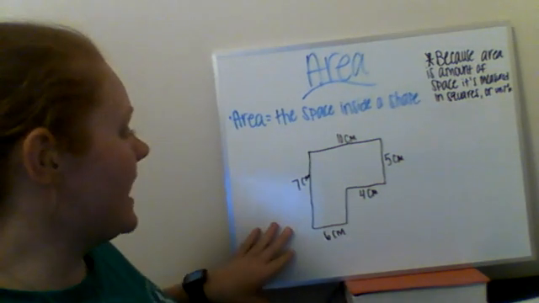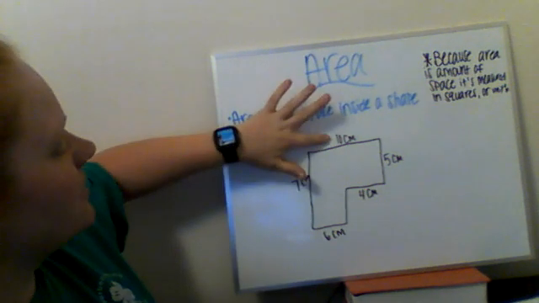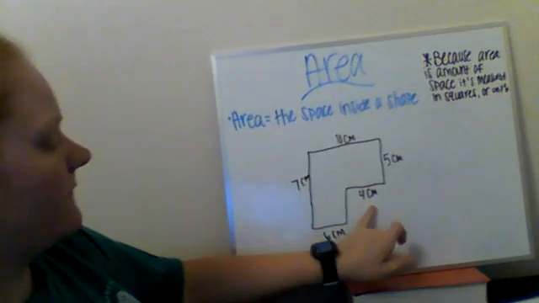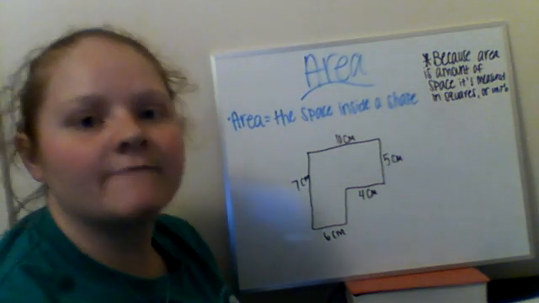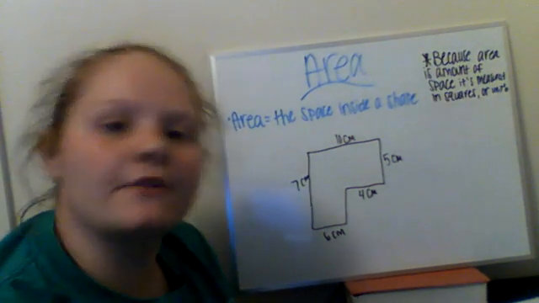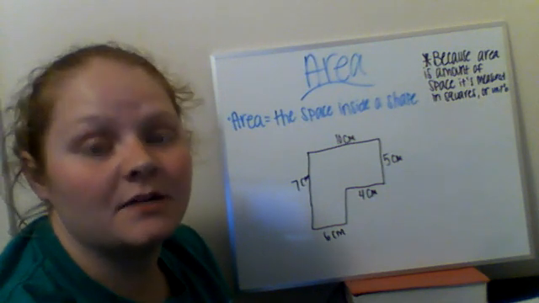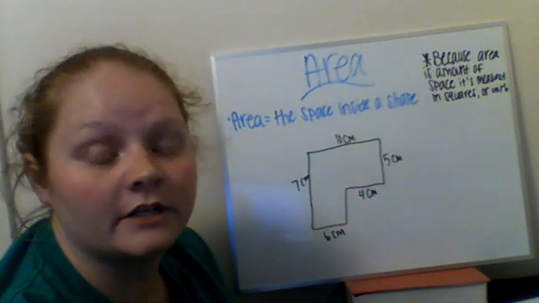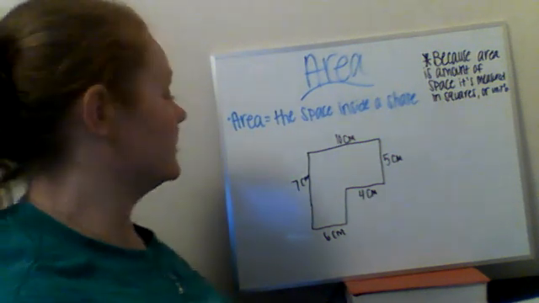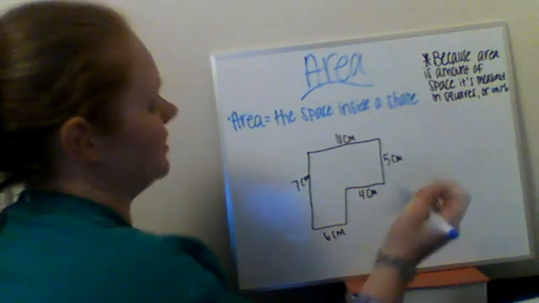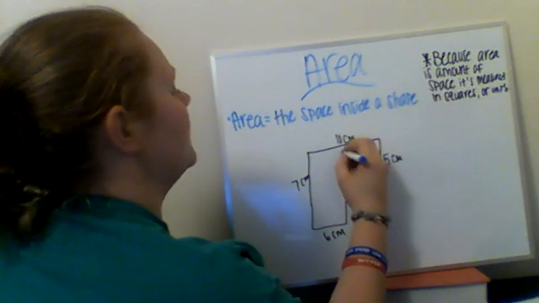I have a figure that has 7 centimeters, 10 centimeters, 5 centimeters, 4 centimeters, and 6 centimeters. Remember my advice for you when you're given a figure like this and you're told to figure out the area is to split it up into shapes that you know, shapes that you're familiar with the area of. So if I look at the shape and I was to split this up, I'm going to draw an imaginary line, splitting my shapes up.